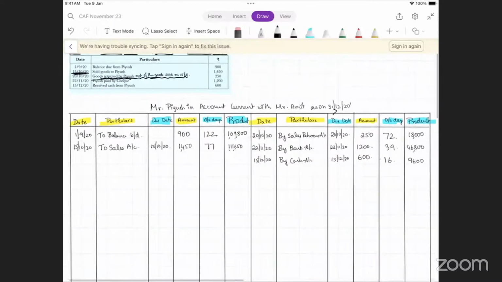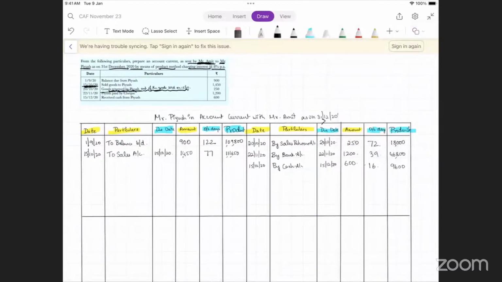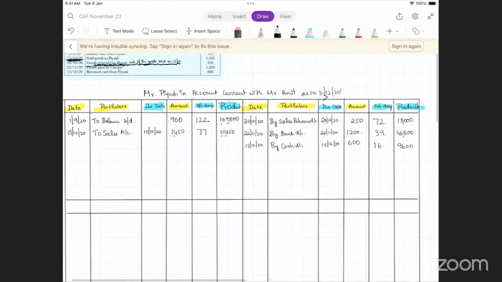Now some steps need to be followed. First, we close the product column. We calculate the balance in the product column and close it first. So total the product column, both sides, and see which side is more, debit or credit. I think the debit side looks to be more. So 1,09,800 plus 1,11,650. That's 2,21,450.